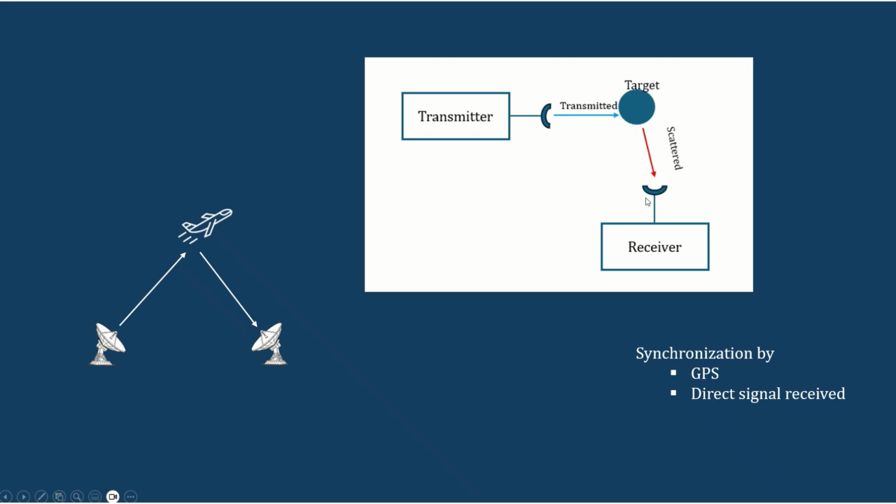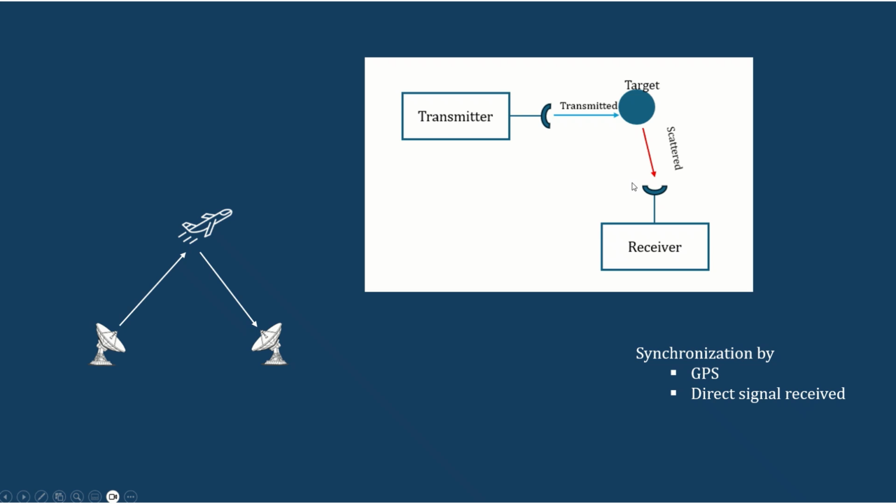In order to calculate the range of this target, it is very important to know when this transmitting antenna started the transmission, because the total range depends upon the time taken for the wave to travel from this transmitting antenna to the receiving antenna. So the total round trip time is taken to calculate the range. So this receiver has to know when it started transmitting. That means there must be some sort of synchronization between these transmitting and receiving antennas.